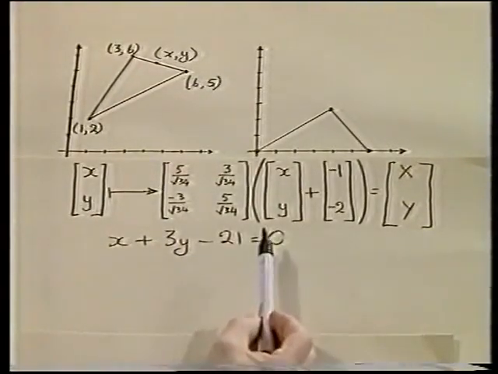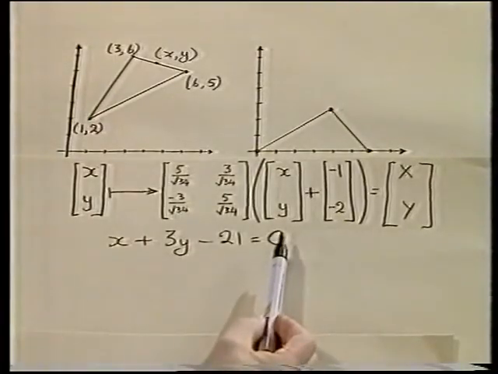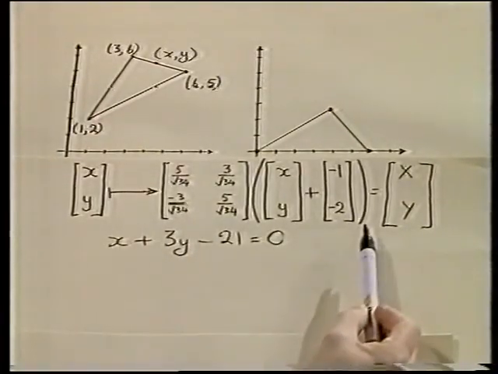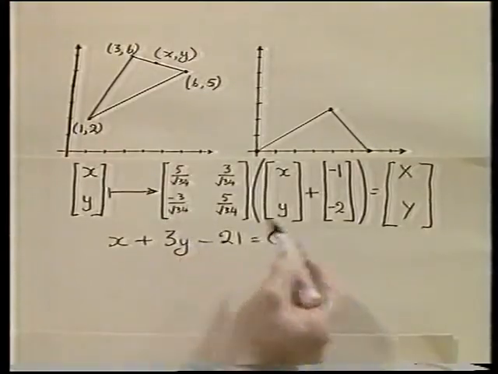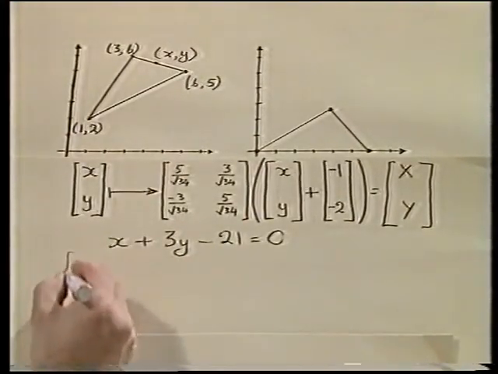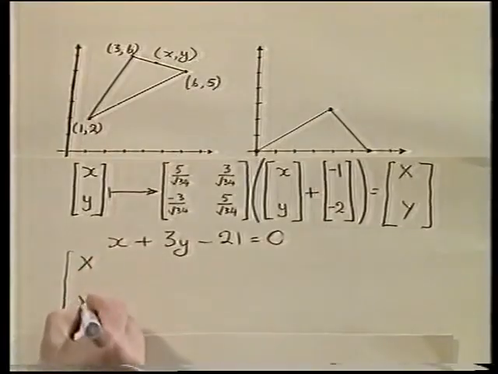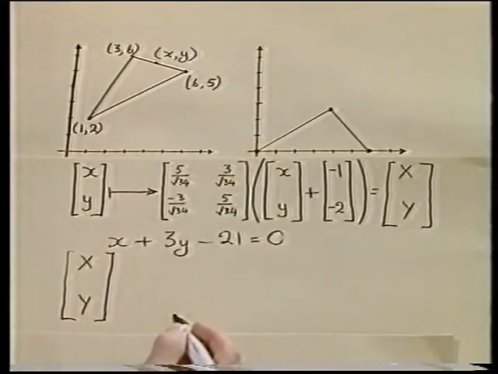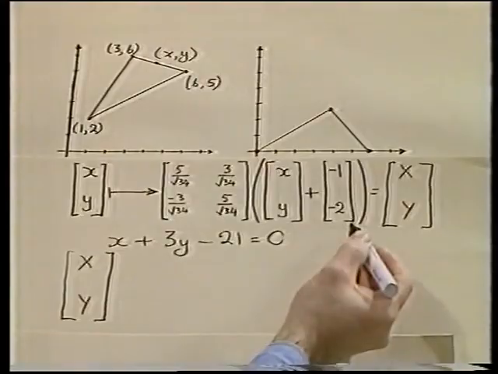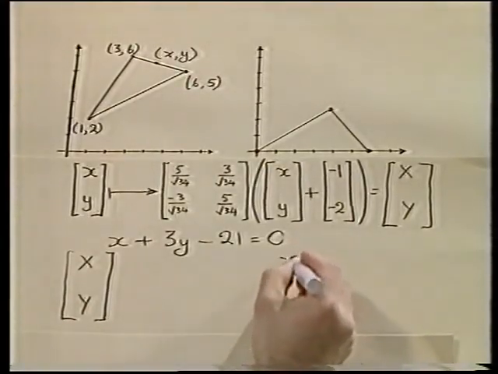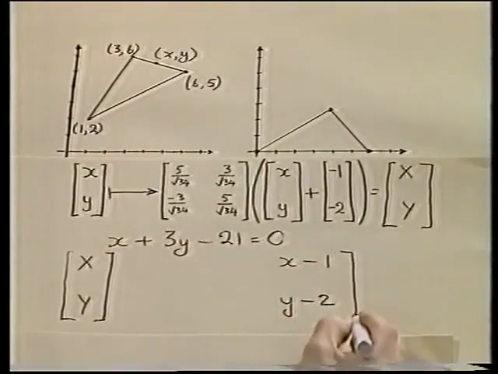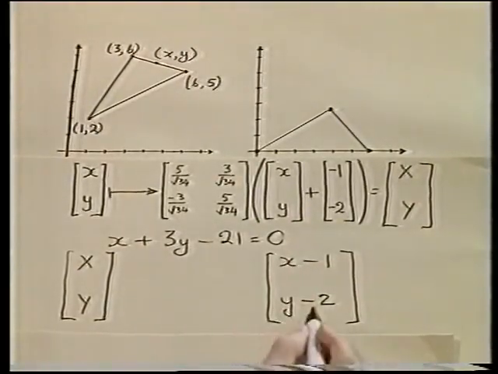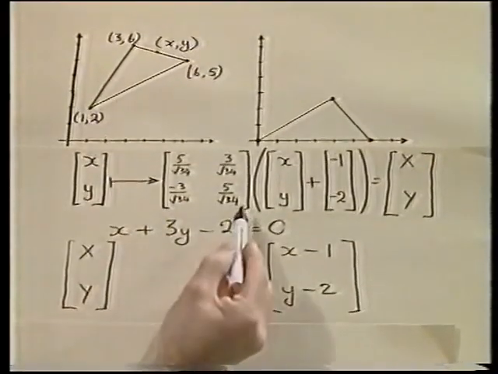Now capital X and capital Y are calculated from little x and little y by this matrix formula. So I can express capital X and capital Y in terms of little x and little y by working out this lot. So, to get capital X and capital Y, first of all, I must do this addition. Well, that's easy. That gives me x minus 1 and y minus 2. And then I must multiply the result by this matrix.